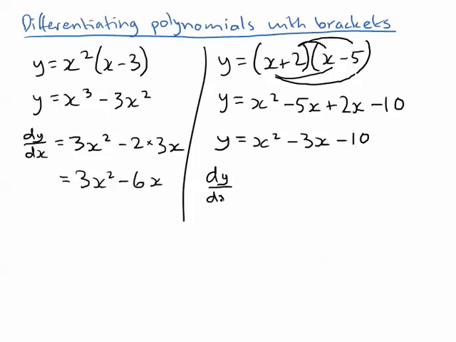And it is at this point that we start changing the left hand side to dy by dx, because now we're actually going to differentiate this. So x squared, when you differentiate this, you're going to get 2 times x to the power of 1. And then minus 3x gives us minus 3. And that's it. That's this one done.